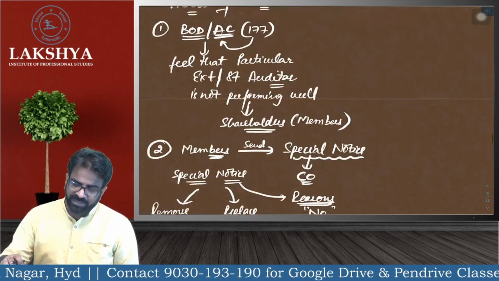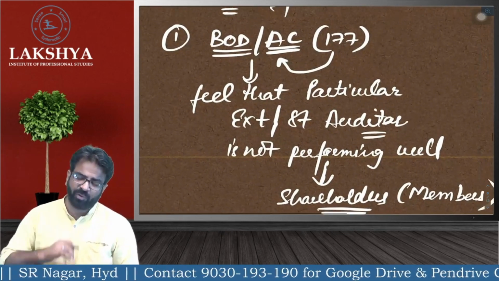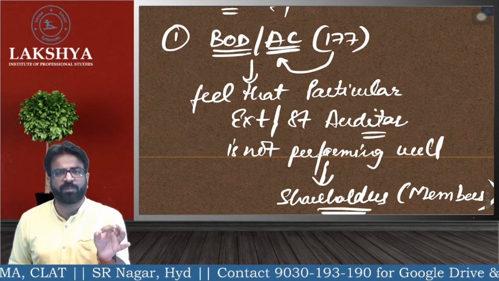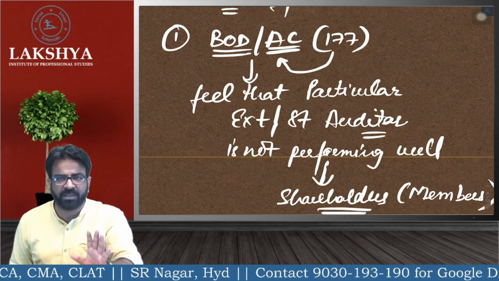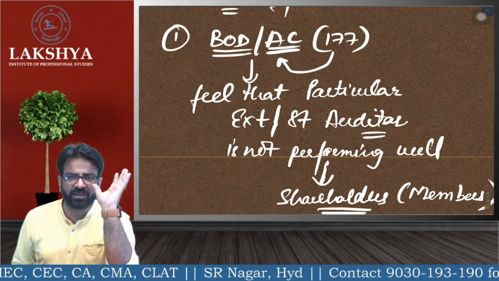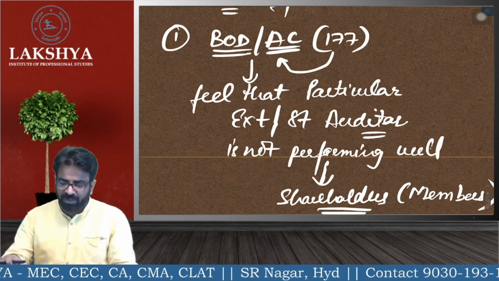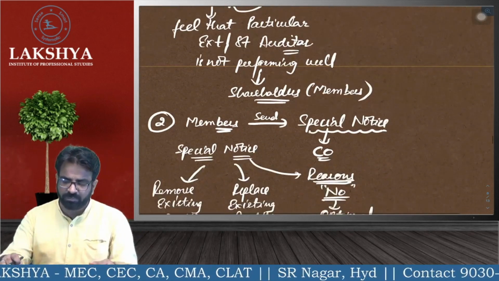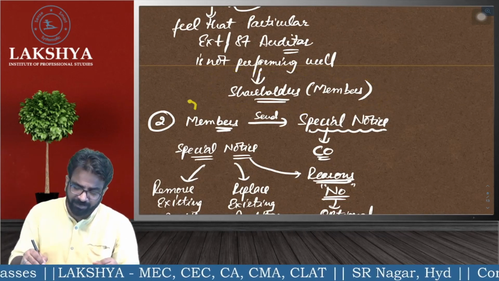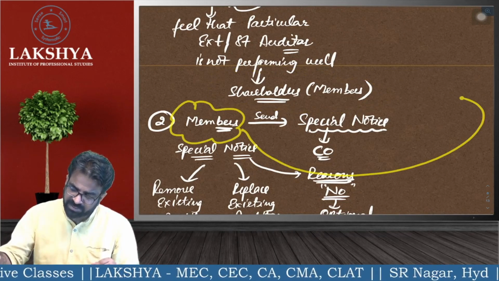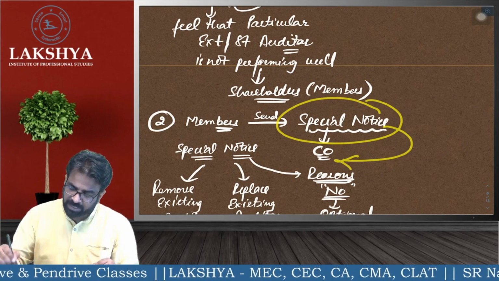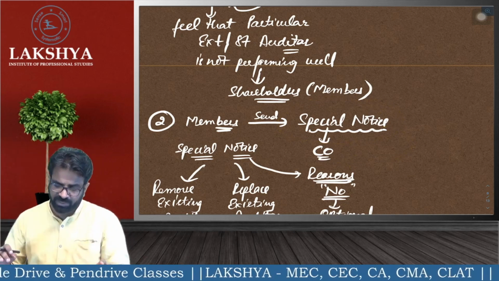Now what is the process? Process number one: if the board of directors or audit committee feels that your auditor is not performing well as per the standards of the company, what the company is expecting, then these people will intimate the same thing to whom? Members. Sir, what will the members do? Members will send a special notice to the company.